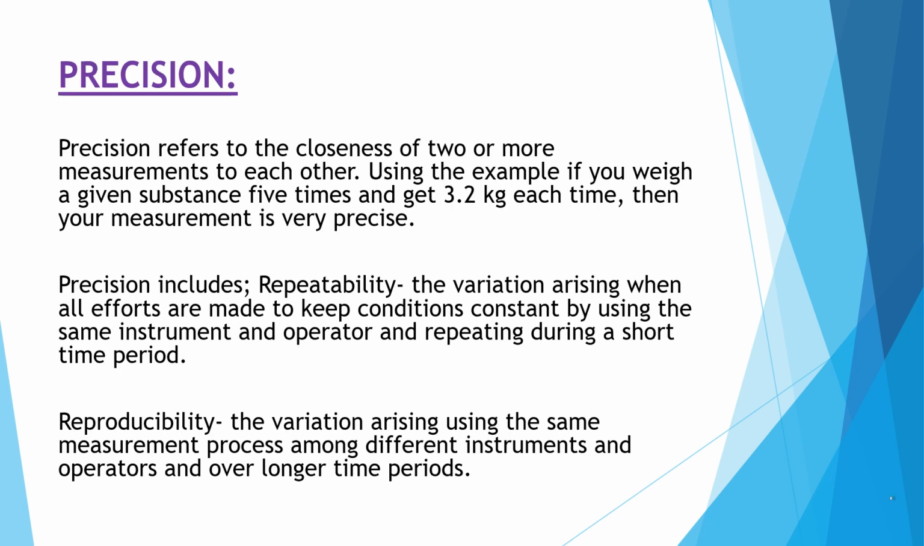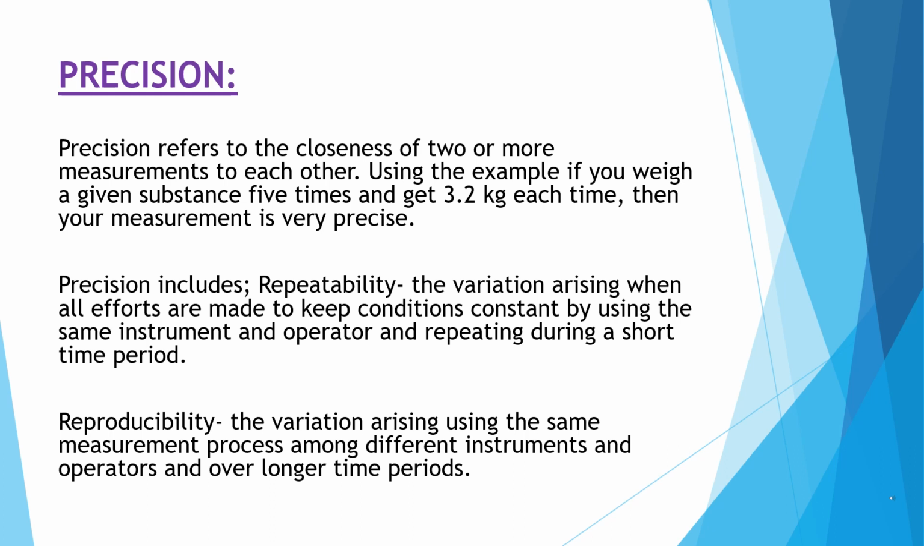Precision. What is precision? Precision refers to the closeness of two or more measurements to each other. For example, if you weigh a given substance 5 times and get 3.2 kg each time, then your measurement is very precise. Precision includes repeatability and reproducibility.